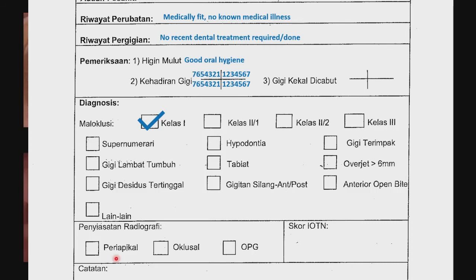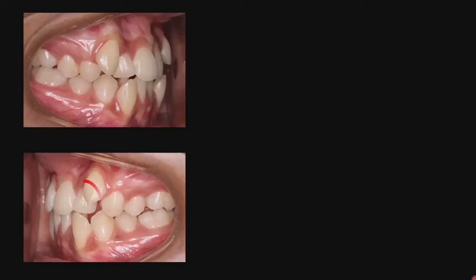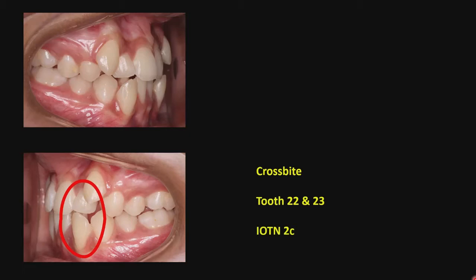Now, let's check one by one if there are any other malocclusions for this patient. Does this patient have any supernumerary teeth? No. Delayed eruption? No. Retained deciduous teeth? No. Hypodontia? No. Habits? No. Anterior or posterior crossbite? Yes. Therefore, we have to tick here. Here, we can see the patient has a crossbite at the tooth 2-2 and 3-3. So, the IOTN score would point to 2C.